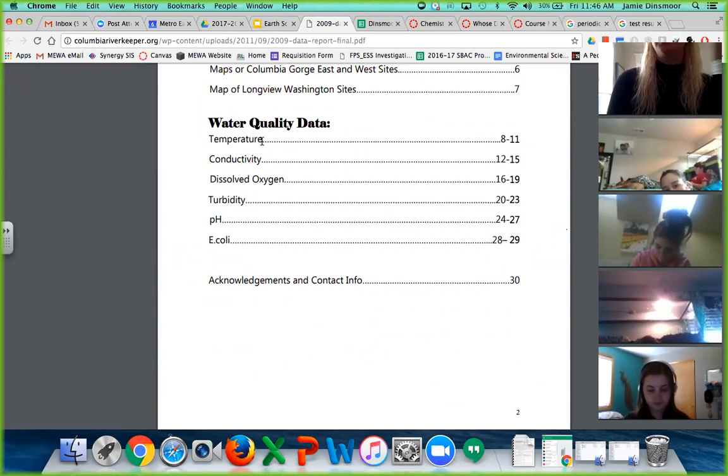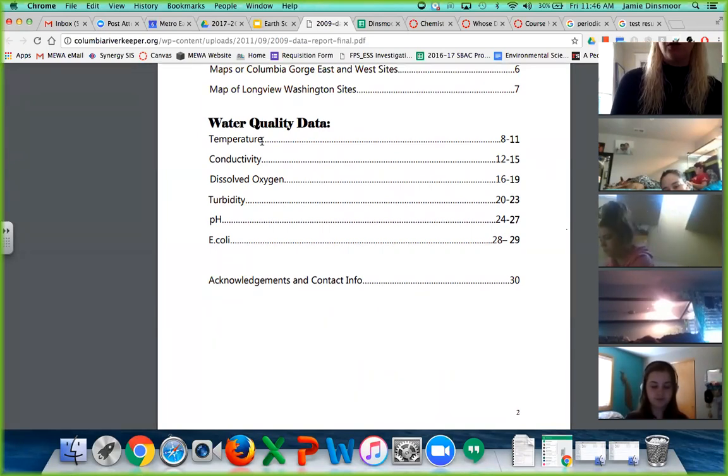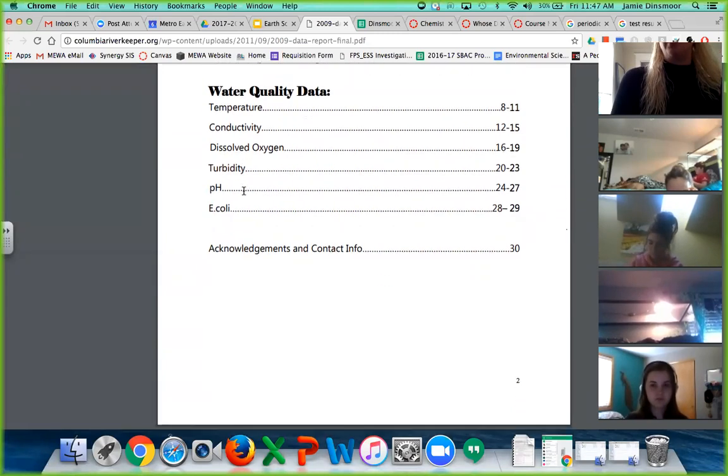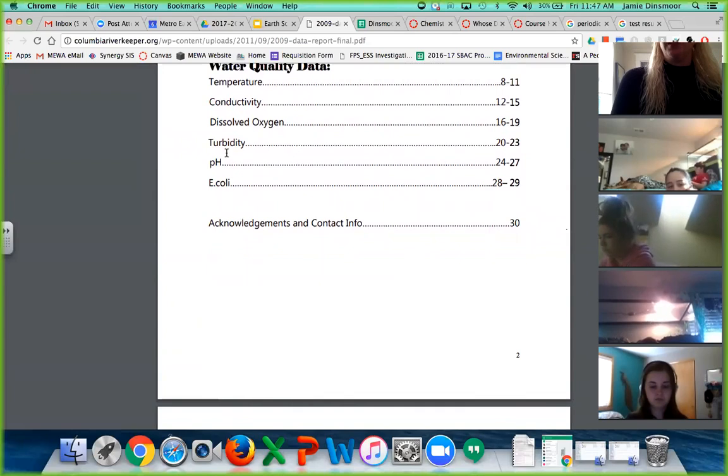So they found the temperature, which can be important, right? We're not going to take the temperature of our samples just because they're all going to have sat around for a while, and therefore they'll probably all be the same temperature. They tested the conductivity, or how well the water could carry an electric charge. They tested the dissolved oxygen. They tested the turbidity, which is actually how cloudy the water is, right?